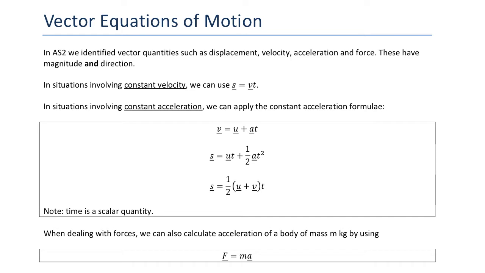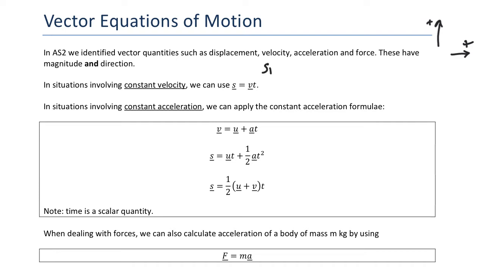In this video, we're going to look at vector equations of motion. So in AS2, we identified vector quantities such as displacement, velocity, acceleration, and force. These have magnitude and direction. So whenever we're looking at velocity, if we were thinking about vertical motion, then it's really important to identify whether up is positive or down is positive. Similarly, in direction, whenever we're going horizontally, we need to identify which side we're taking as positive for velocity.